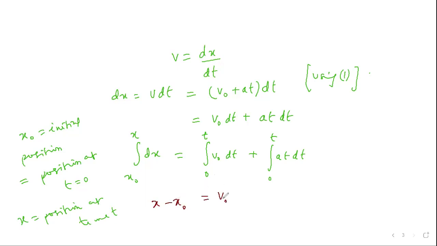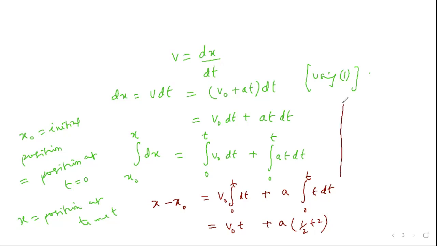This v naught is out of the integral, 0 to t dt, because v naught is not going to change with time. A is also constant with respect to time. So a I have taken outside the integral. It is t dt, right? So it is just v naught t. It is a, and integration of t dt is what? T square by 2. Write it half t square. Right? What is the equation?